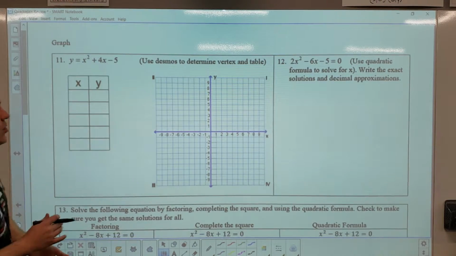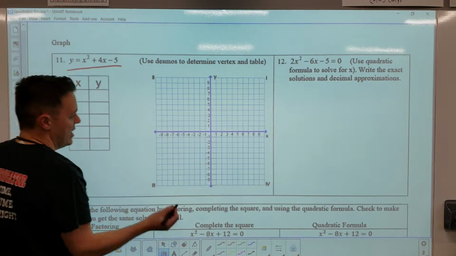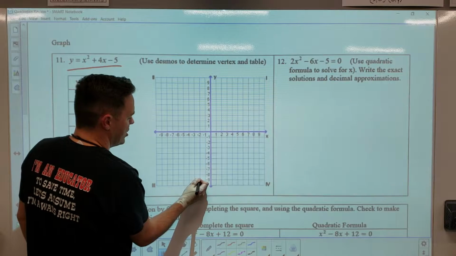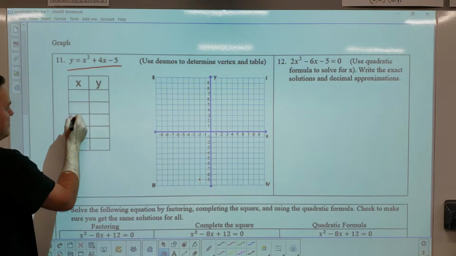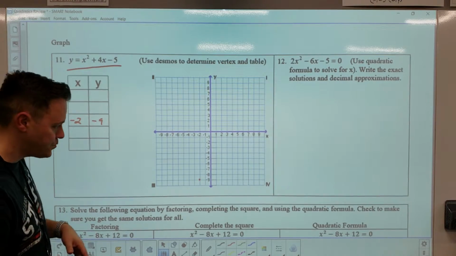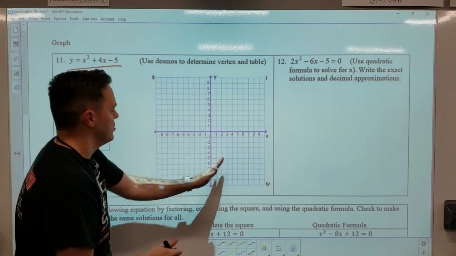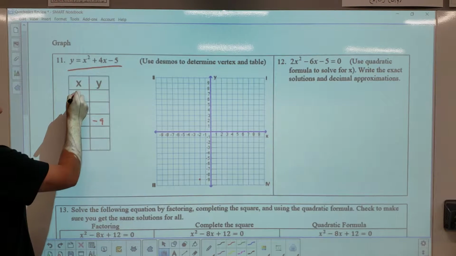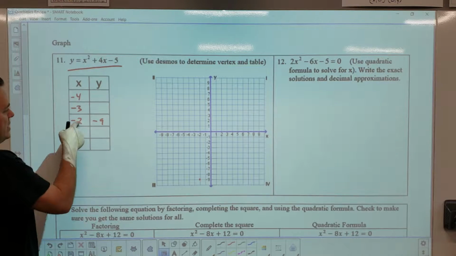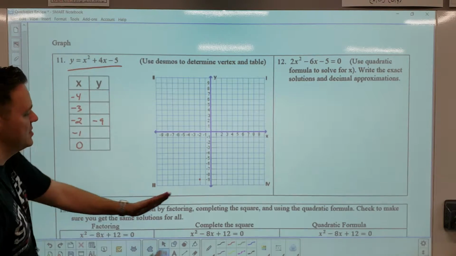All right, this one here, when we had talked about graphing it, you put this equation in Desmos, okay? And when it graphs, the point that you come up with is negative 2, negative 9. That is my vertex. And what I talked about in class is picking 2 points to the left and 2 points to the right. So what I mean by that is I want to go negative 4, negative 3, negative 2, negative 1, and 0. So I got 2 points going to the left.